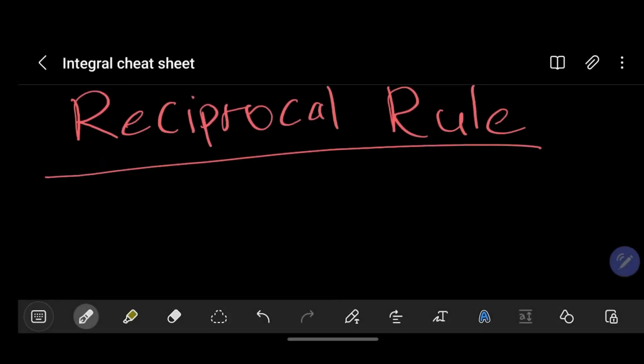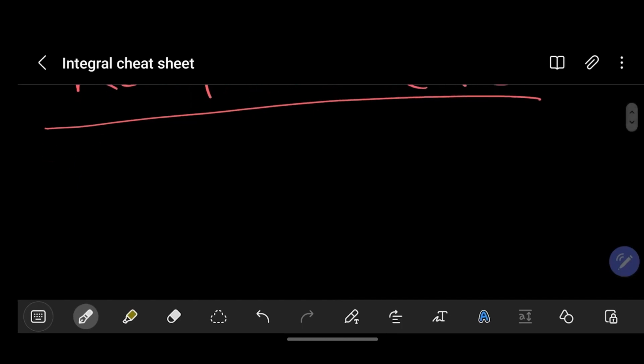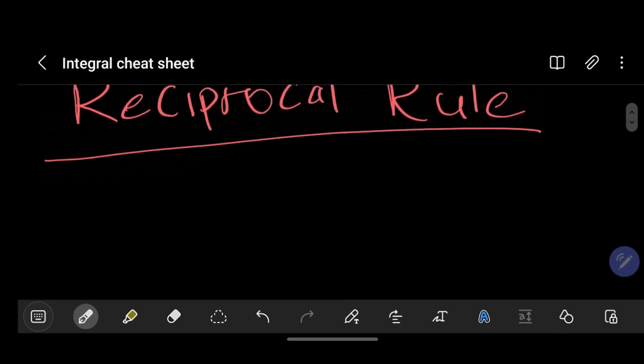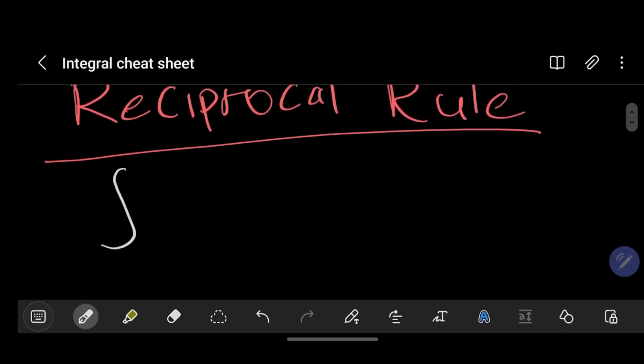Okay, so let's get into the reciprocal rule. Before I show you the rule, let's try to solve this integral. So let's say we have the integral of 1 over x dx.